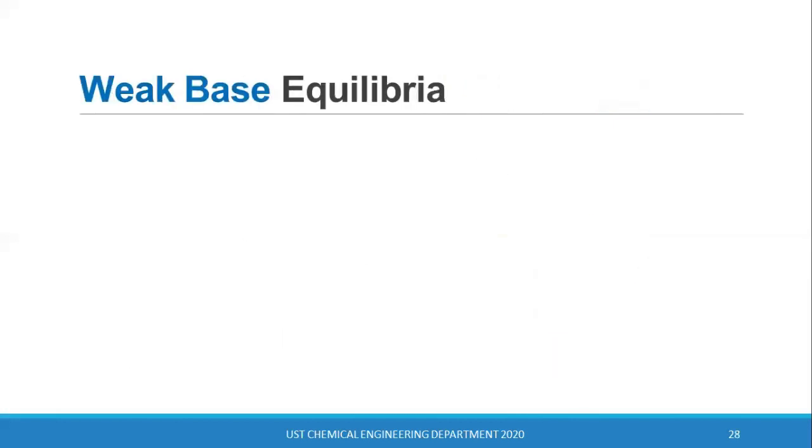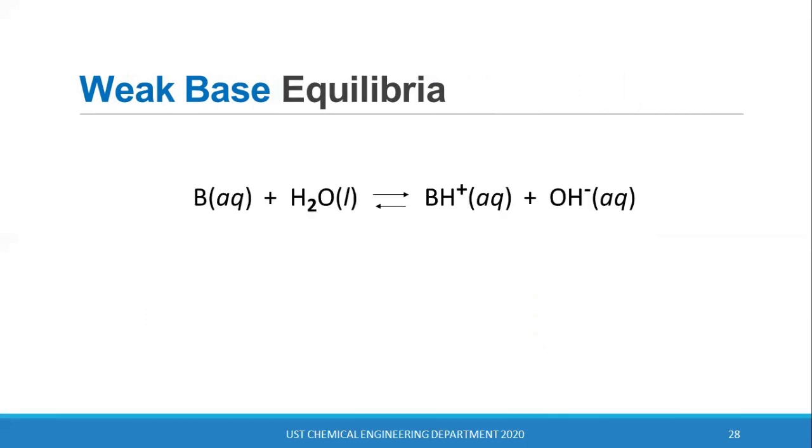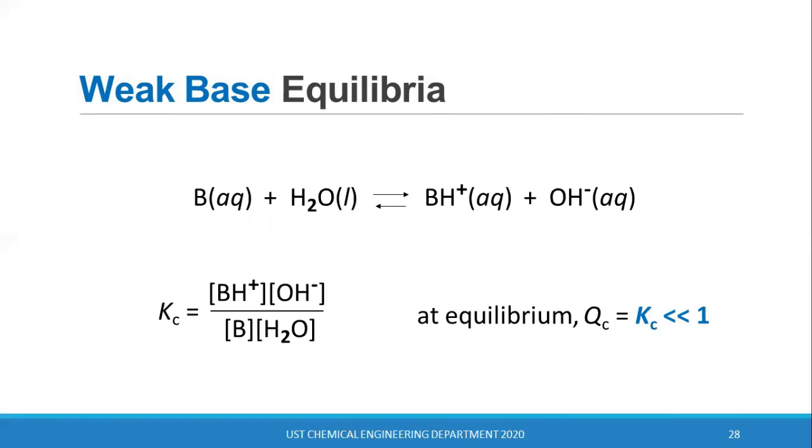For weak base equilibria, again, the reaction is the same as for strong base. We could expect less ions on the product side. Thus, the equilibrium constant value will be much less than 1 because of this.